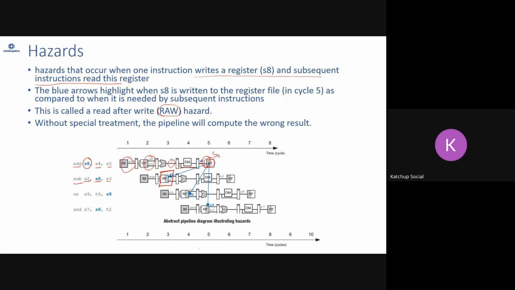And of course, if you don't give this special treatment and figure out a way to solve it, you will compute a wrong result, because it will access the S8 register where the previous value is still there, the new value has not been written, and it will lead to a hazard. So what special treatment can be done for this?